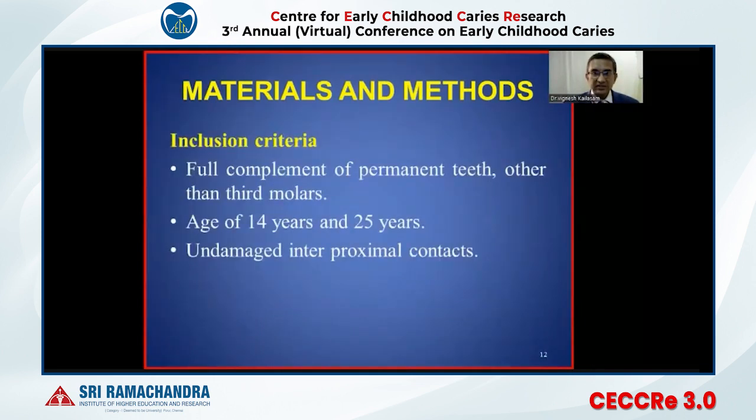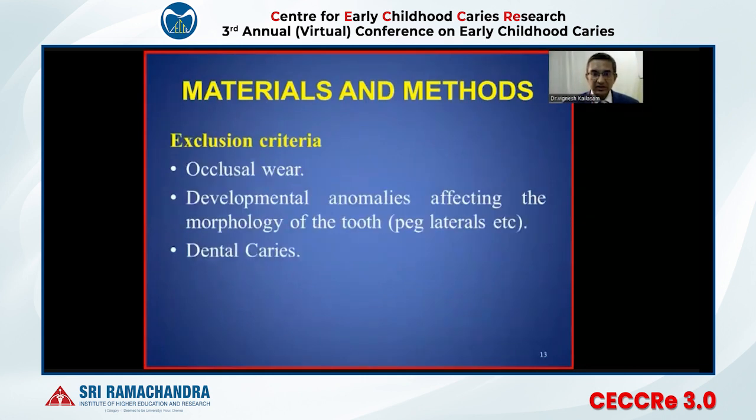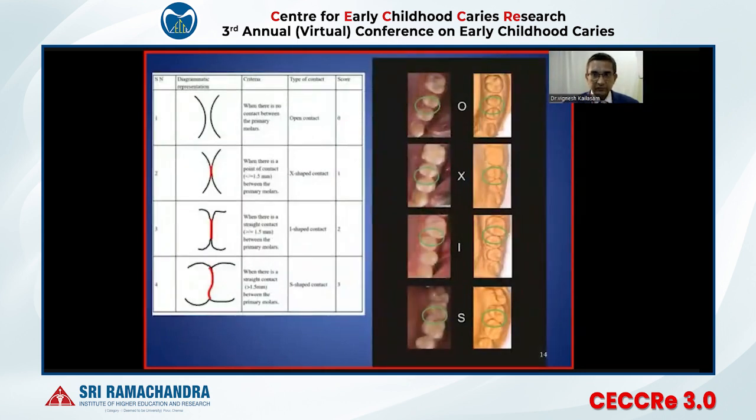The inclusion criteria were full complement of permanent teeth other than third molars, an age of 14 to 25 years to prevent any incidence of attrition, and undamaged interproximal contacts. The exclusion criteria were occlusal wear, any morphological abnormalities, and any dental caries.